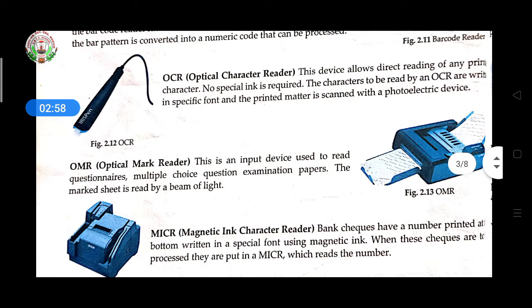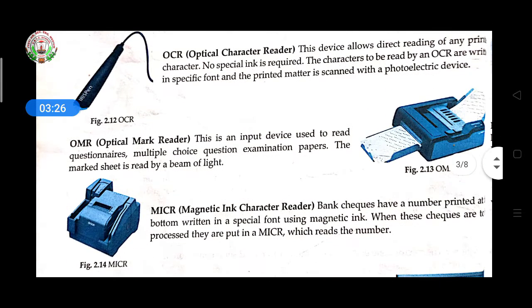OCR, optical character reader. This device allows direct reading of any printed character. No special ink is required. The characters can be read by an OCR if written in a specific font, and the printed matter is scanned with a photoelectric device. So OCR allows direct reading of printed characters, and no special ink is required.